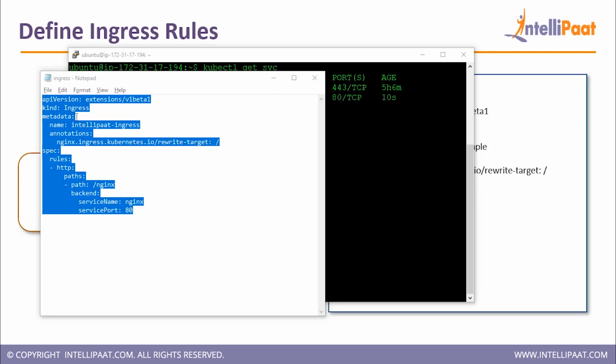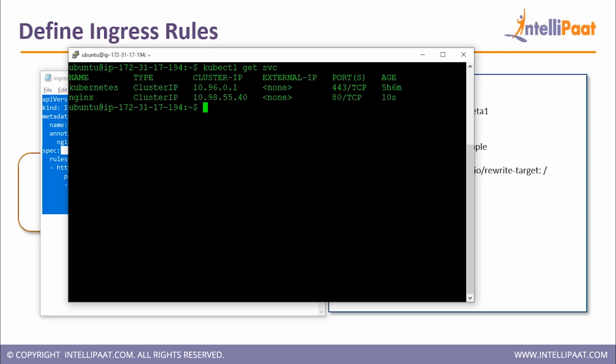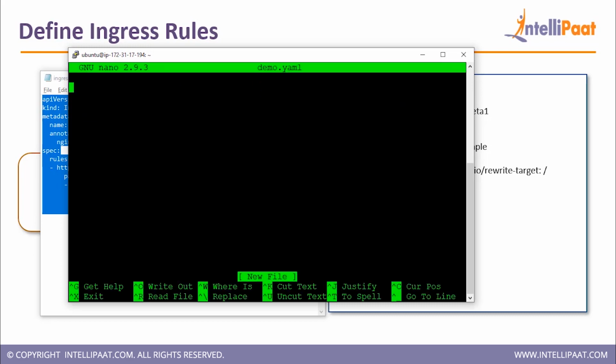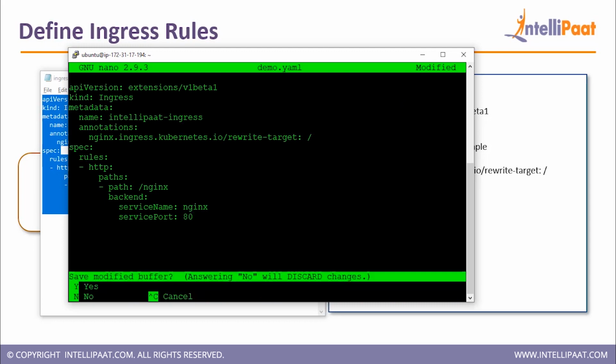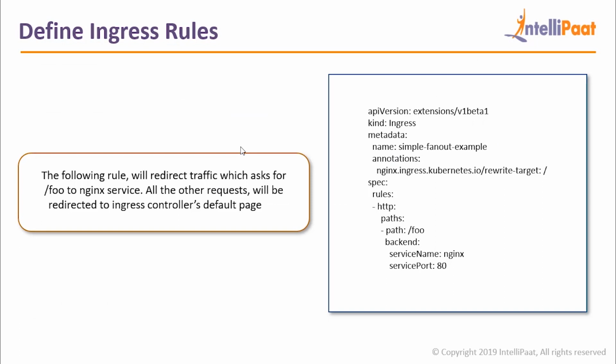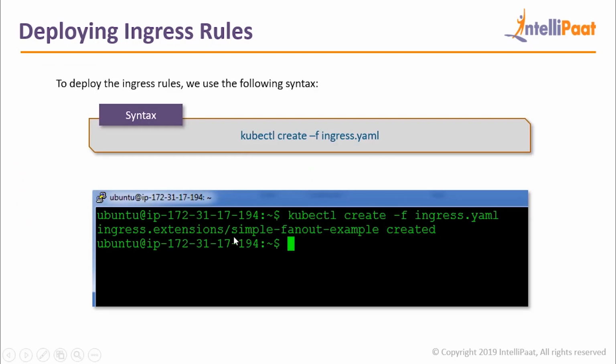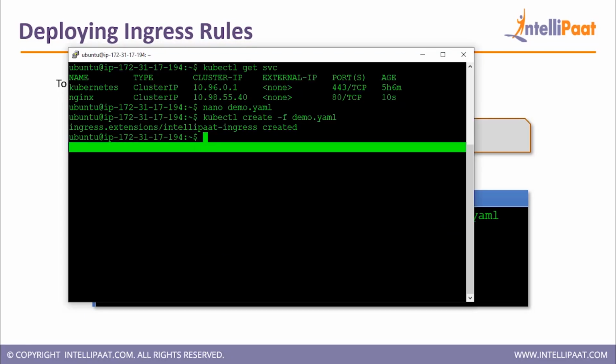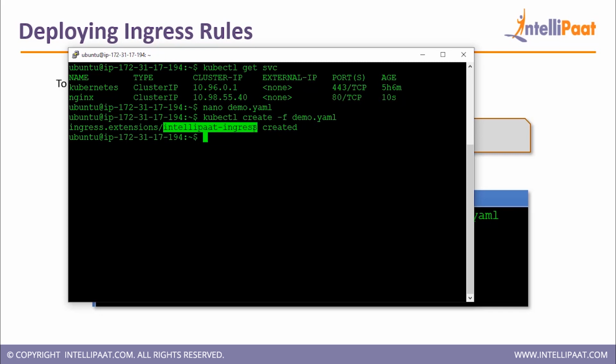First, let's try with these rules. Let us copy these rules, go to our terminal, and create a file called nano demo.yaml. Let's copy the code over here, save it, and now let's create it: kubectl create -f demo.yaml. I'll hit enter, and as you can see, the ingress is created. The ingress rule is now created. Similarly, if you see over here, this is exactly what we did. It says ingress.extension/simple-fanout-example created, and over here I get Intellipaat-ingress created. The reason being, the name of the ingress which I specified in the YAML file was Intellipaat-ingress.